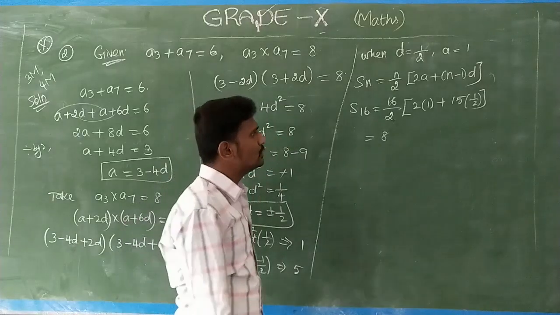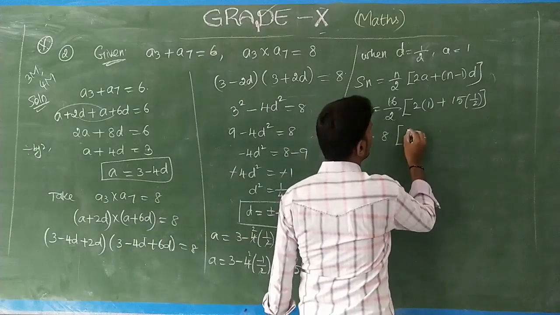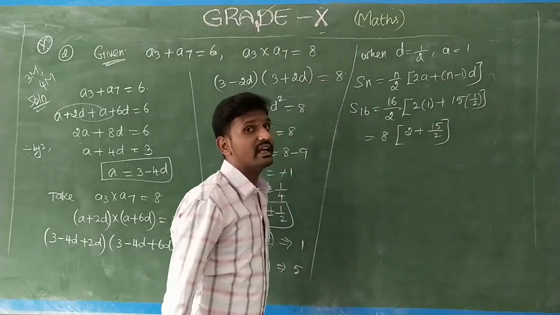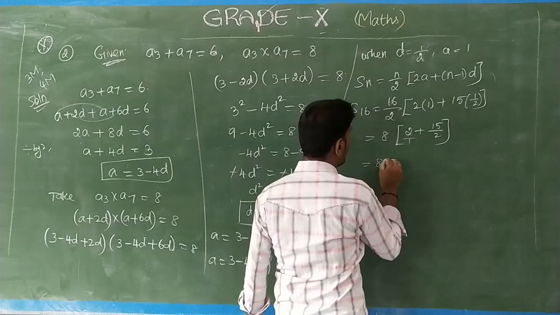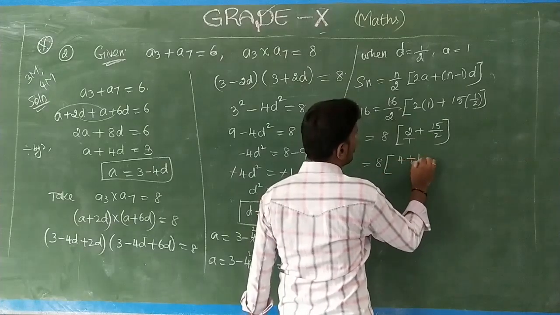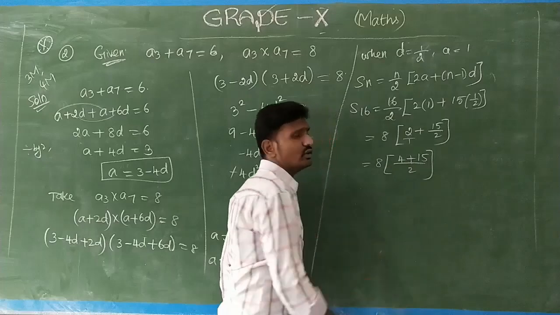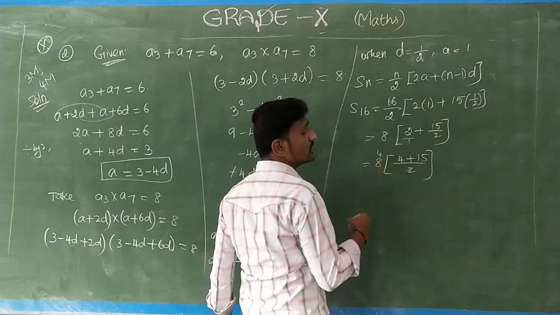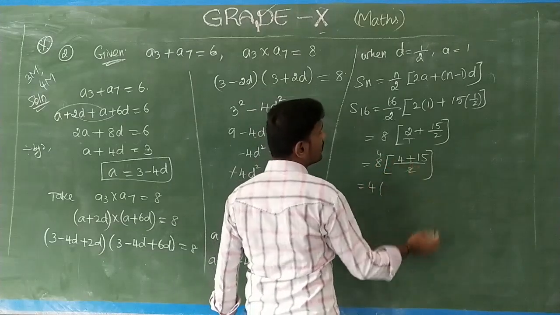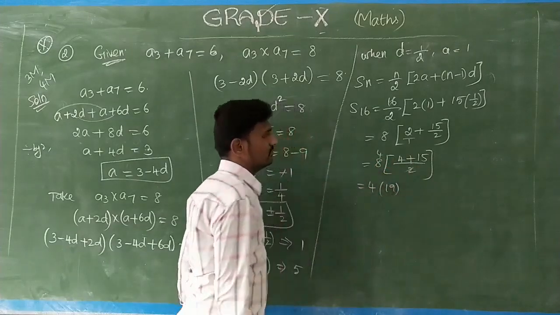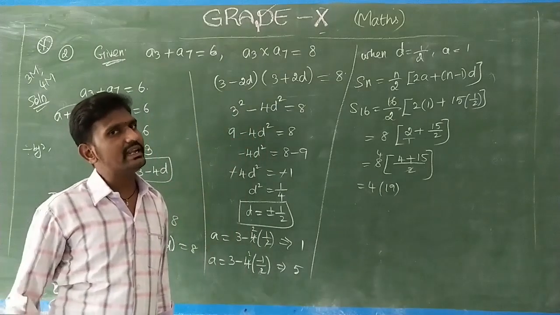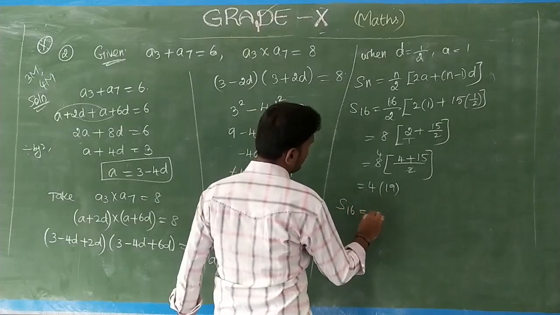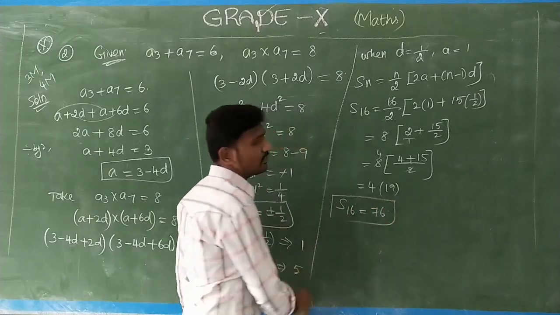1 2s are 2, 8 2s are 16, and then 2 plus 15 by 2. Again I am going to take a cross multiplication in the bracket to get 8 into 2 2s are 4 plus 15 by 2. Yes, students. By doing the cross multiplication, now the cancellation: 1 2s are 2, 4 2s are 8. So 4 into 15 plus 4 is 19. So 4 19s are 76. So this is the value of S16. Have you got it, children?